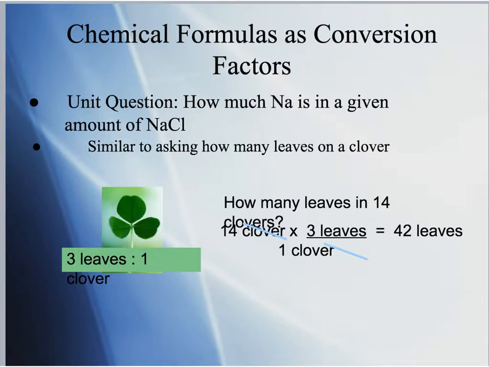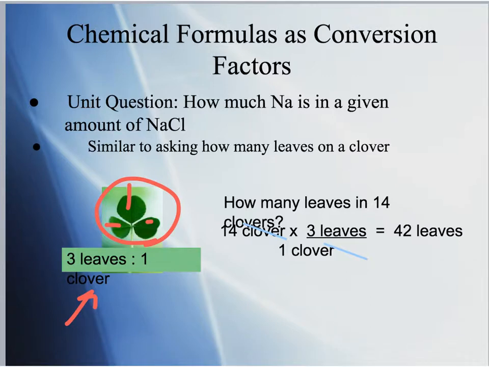So this question is kind of similar to asking how many leaves are on a clover. If we take a look at the clover leaf here on the left, we can say, hey, we've got one clover, and within the clover we have 1, 2, 3 leaves. So there's a 3 leaf to 1 clover ratio here. What if we were to ask how many leaves are in 14 clovers? Well, we can use this ratio of 3 leaves to 1 clover as a conversion factor to figure out how many leaves would be in 14 clovers.